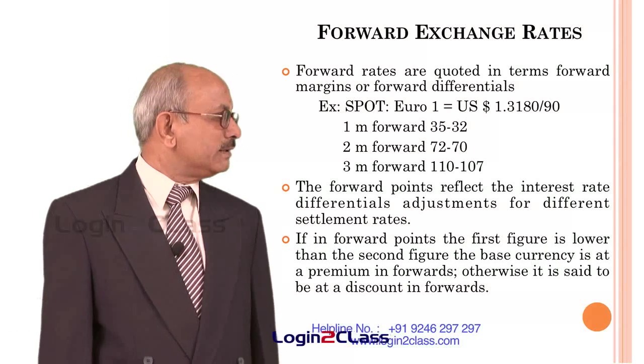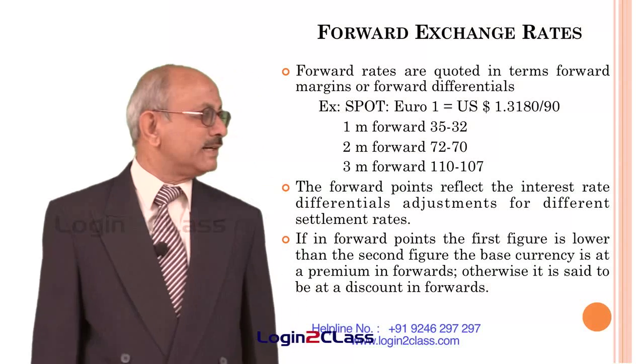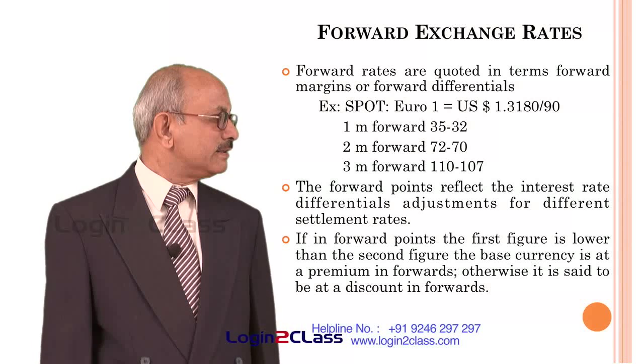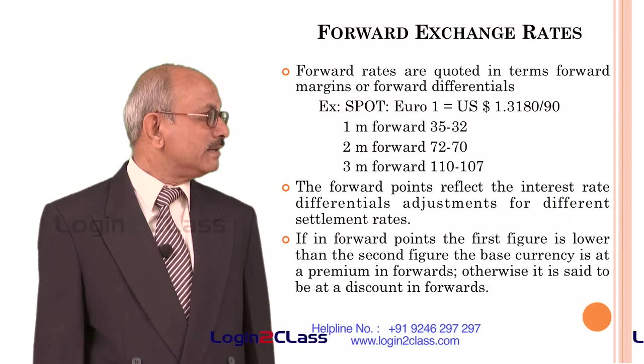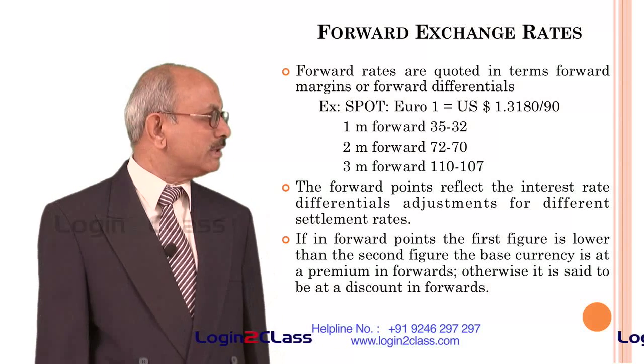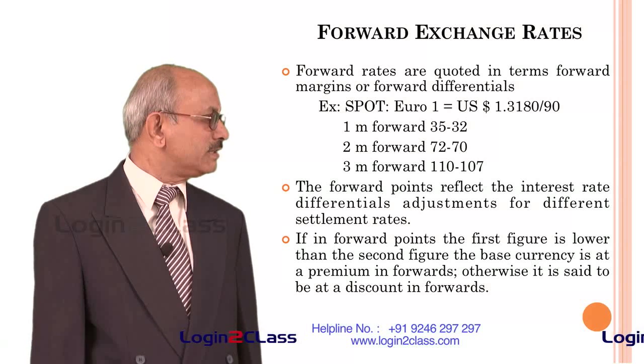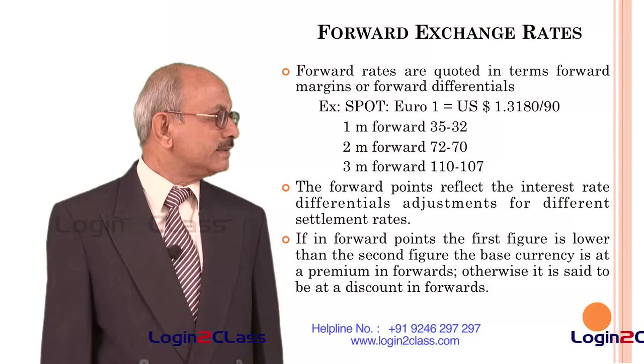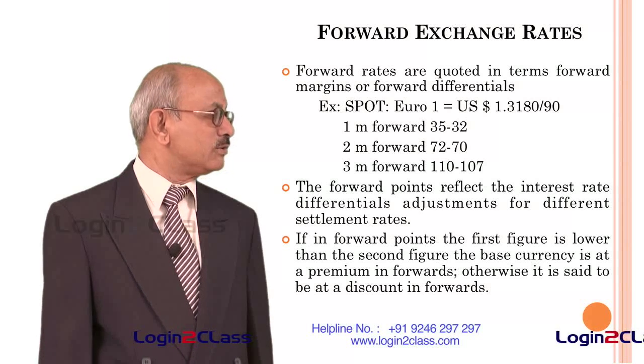So if in forward the first figure is lower than the second, the base currency is at a premium in forwards, otherwise it is said to be at a discount. That means, let us take the first example. 1 month forward, we have stated 35, 32. The first figure is higher than the second figure. So it is said to be at a discount.